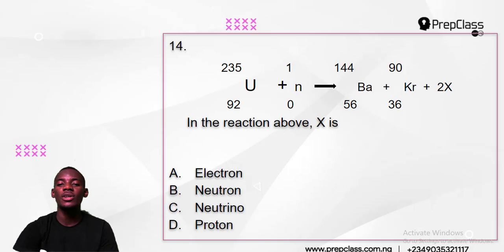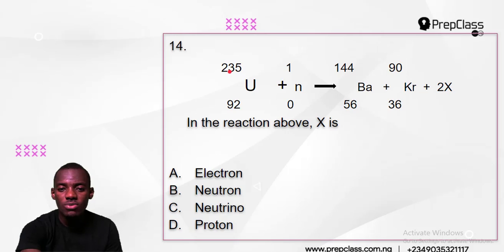14, we have uranium, and you have n, neutron, and then it produces barium and krypton, and it has 2x. Now it is asking that in the reaction above, x is what? Do you have any idea what the x might be? Now you can see that this is equal. This is what? 235. If you mix this up, you'll be getting what? This and this is 234, if I'm right. And this plus this is what? Is actually 92. So there is actually one extra here.